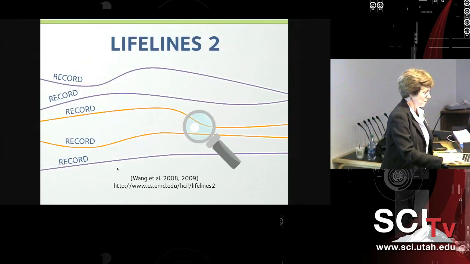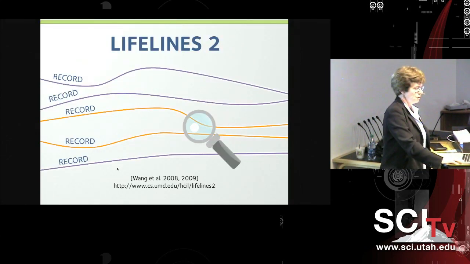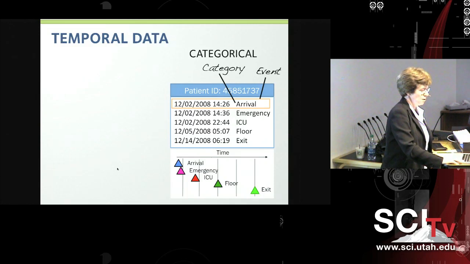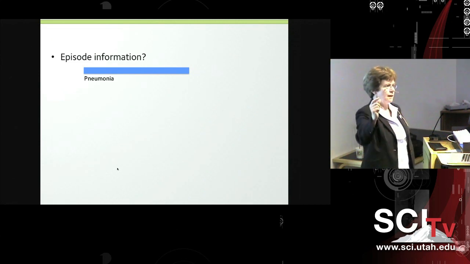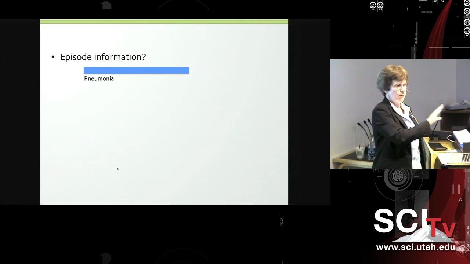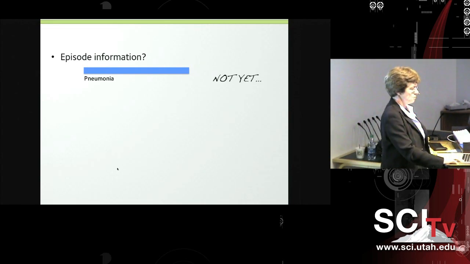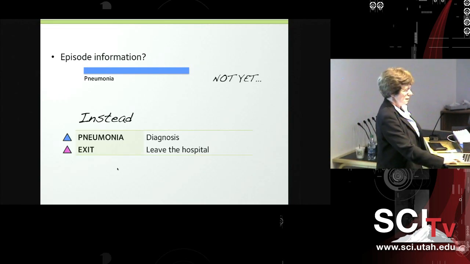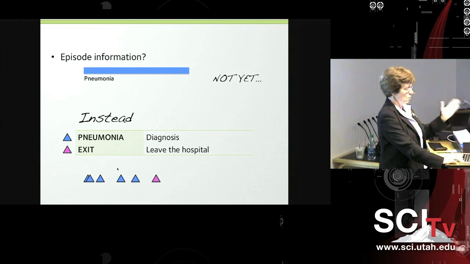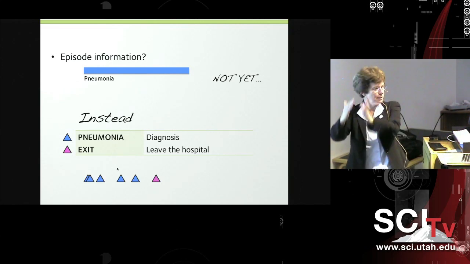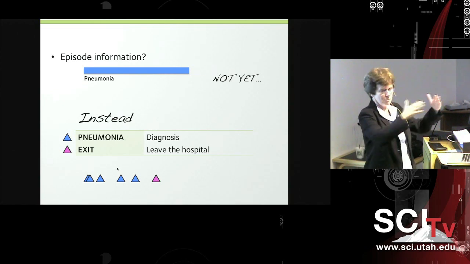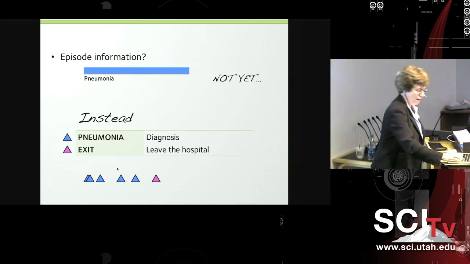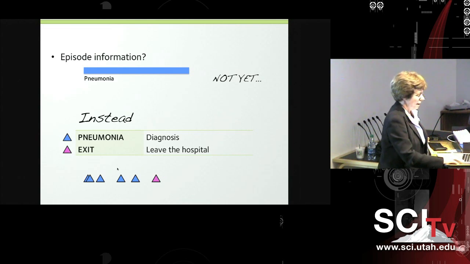So I'm going to start with the tool called Lifeline 2, where, again, we're going to be looking at categorical data. And you might think, what happened to the episode data? In this version, we don't do it. I'll come back to it later. Not yet. What we have is a series of events. So for example, pneumonia is a series of diagnoses of pneumonia. You don't know if they had it in the middle. You kind of have to decide depending on the spacing. But we'll come back to that.